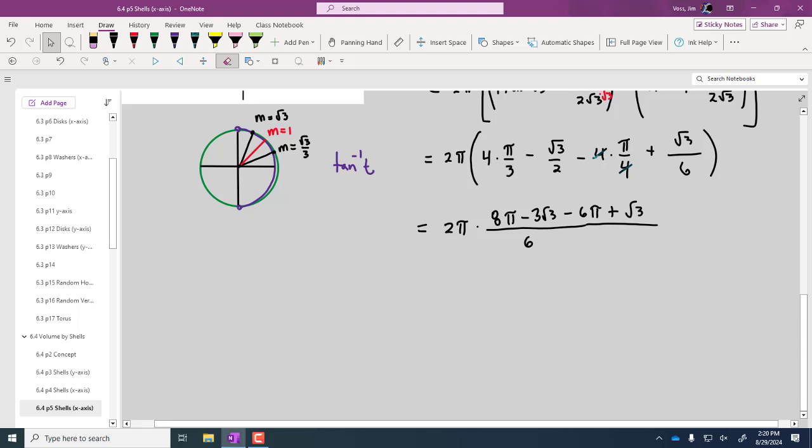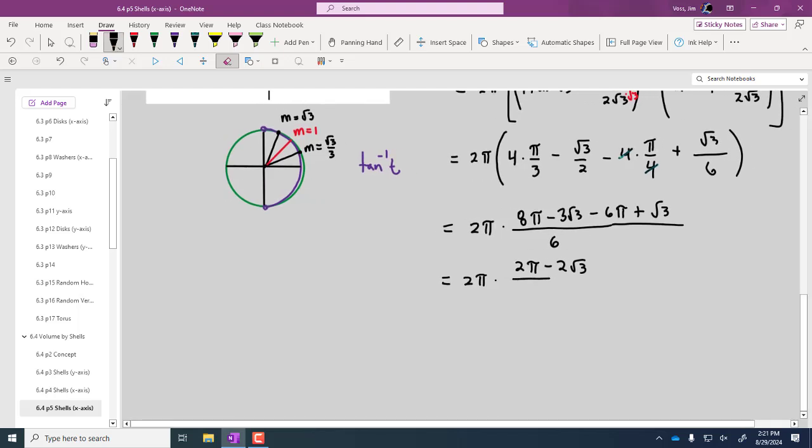So our final answer will have 2 pi multiplied by, looks like 2 pi minus 2 root 3 divided by 6. I guess we're not at the final answer yet. There's still a little more simplification. And divide out the 2. And then I think we are finally simplified. So we've got that.